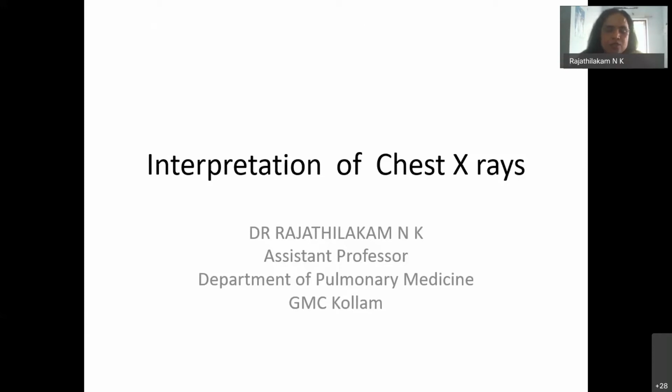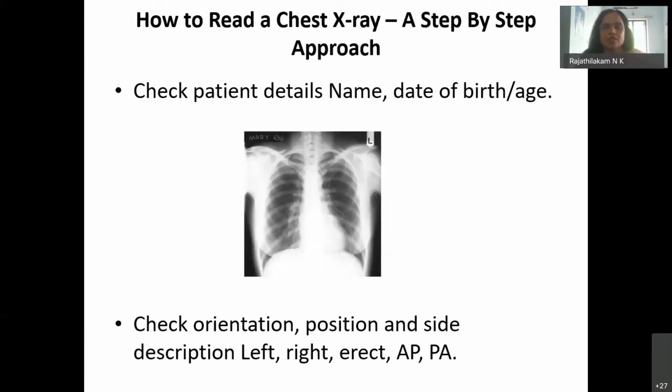It is very important to know the inspiratory film or expiratory film. Usually this is taken in the inspiratory view. In the inspiratory view, the posterior end of the 10th rib can be visible, and in the expiratory film only up to the 8th rib is visible. In the expiratory film, there can be an apparent cardiomegaly also. And check for the rotation of the film.